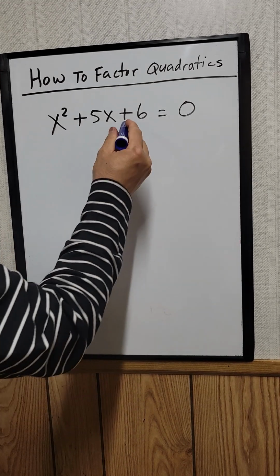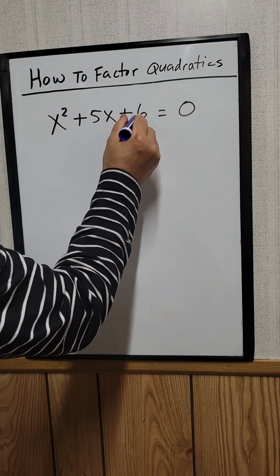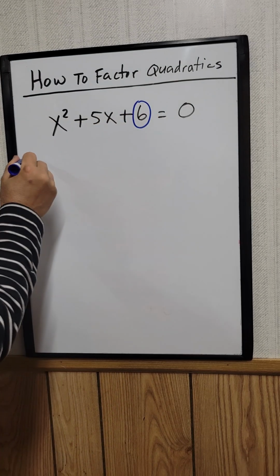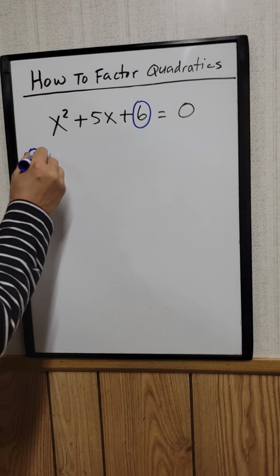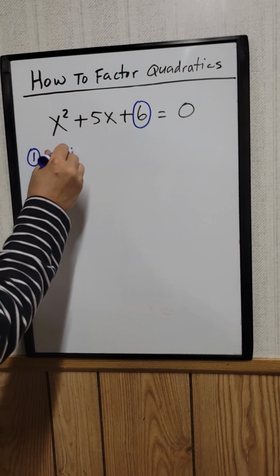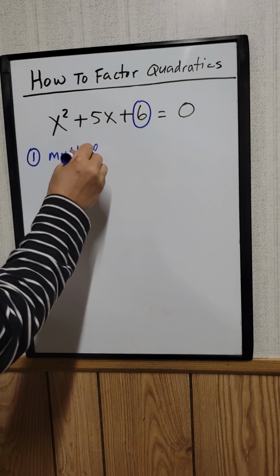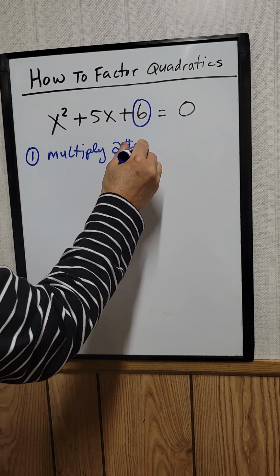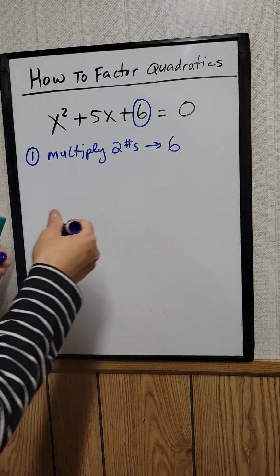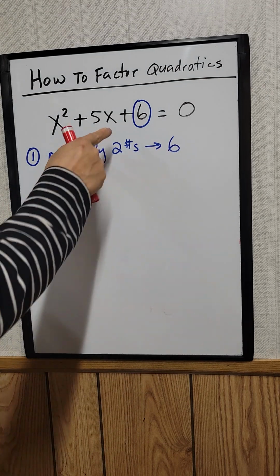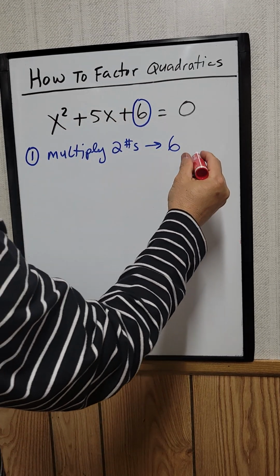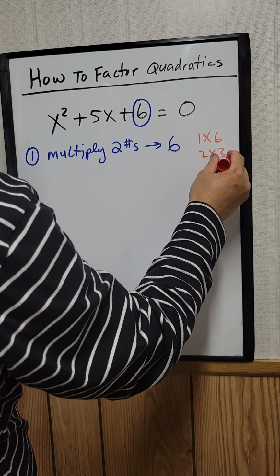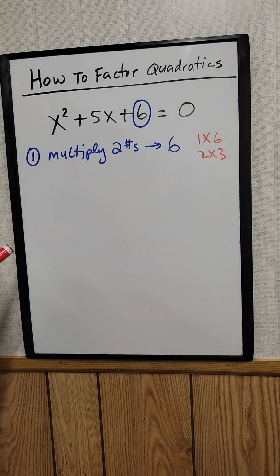Step number one, you just look at the constant right here. The constant, this is a 6. Actually, it's a plus 6. Okay? So step number one, multiply two numbers that would give us a 6. So what are the two numbers you multiply together that will give you the 6? It will be 1 times 6, 2 times 3.